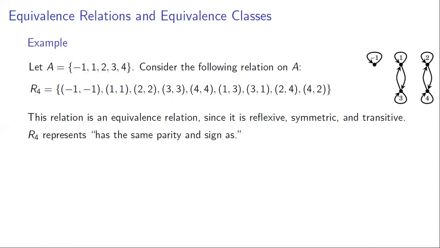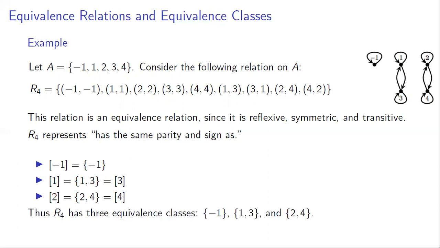Okay, so this is relation R4. Let's consider the equivalence classes for this relation. So the equivalence class of -1 is just the set {-1}. The equivalence class of 1 is the set {1, 3}, which is also the equivalence class of 3. The equivalence class of 2 is the set {2, 4}, which is also the equivalence class of 4. Thus, this relation, R4, has 3 equivalence classes.